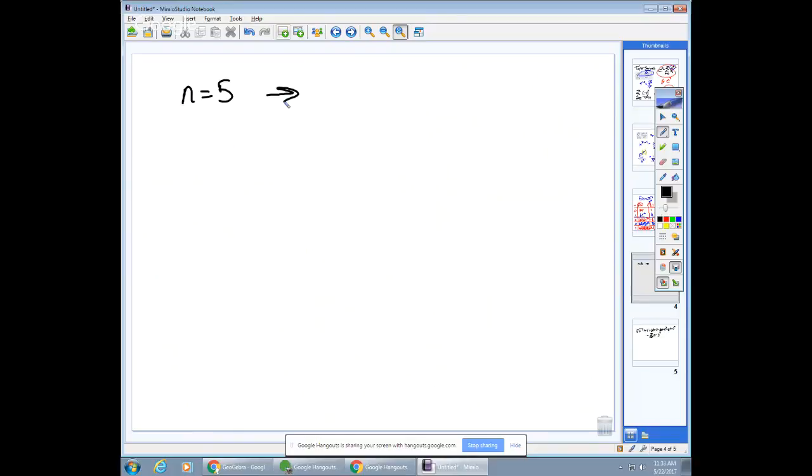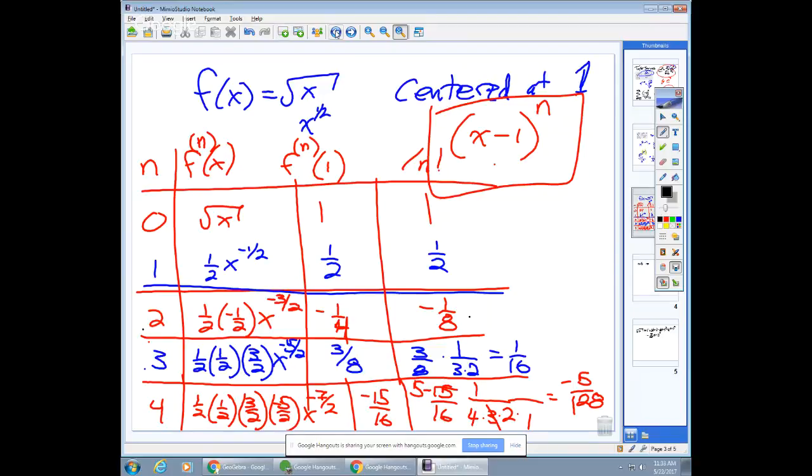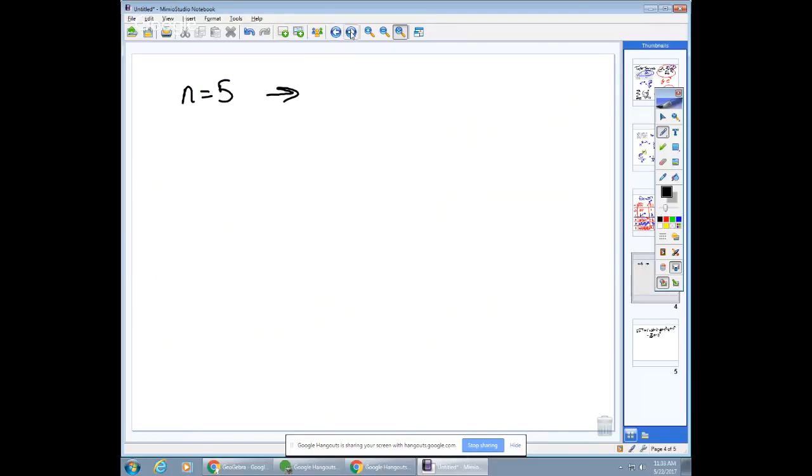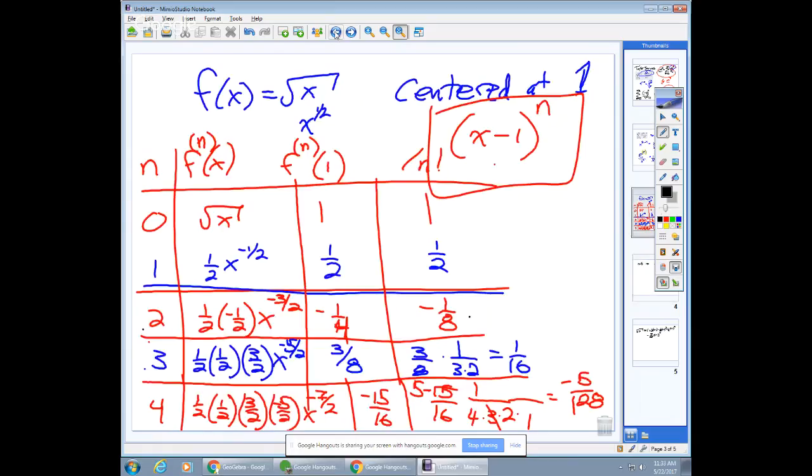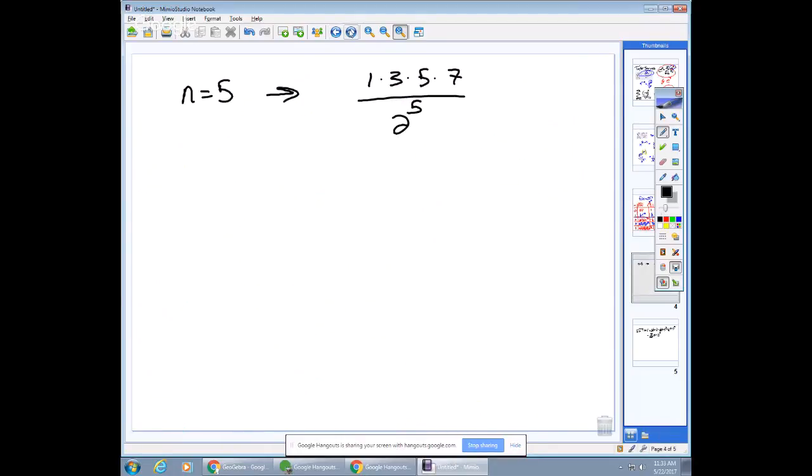And then, let's see, we're going to have, I forgot, where was I? Oh, we got up to 5. So next we're going to have a 7. So if n is 5, we're going to have a 1 times 3 times 5 times 7 in the top. We're going to have a 2 to the 5th in the bottom. That takes care of what the nth derivative is doing. And then I also have the n factorial to contend with also. So I'm also going to have a 5 factorial down there.